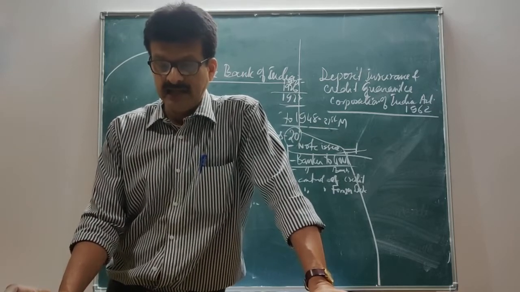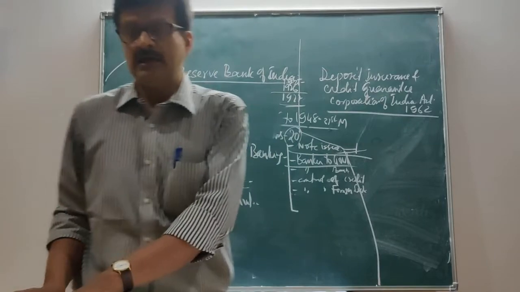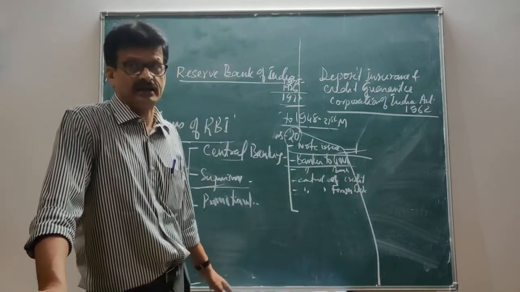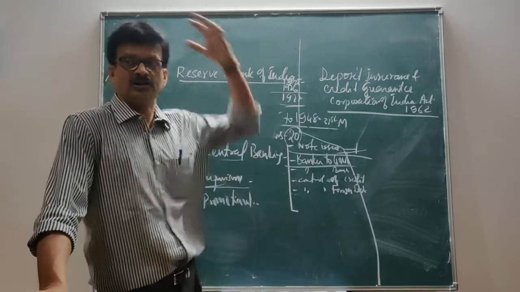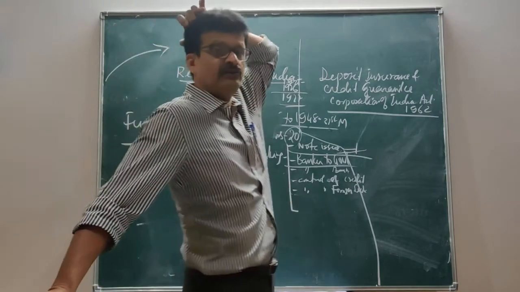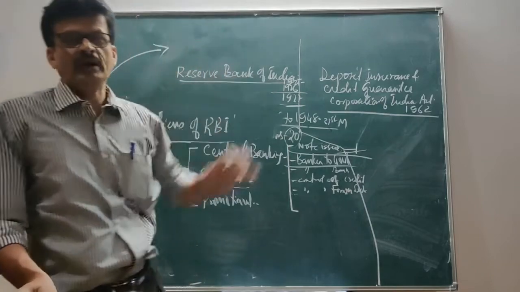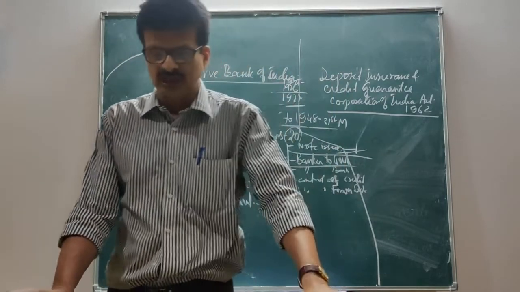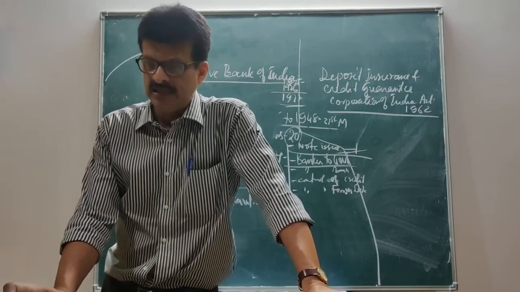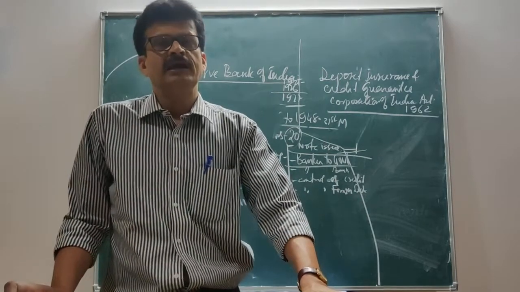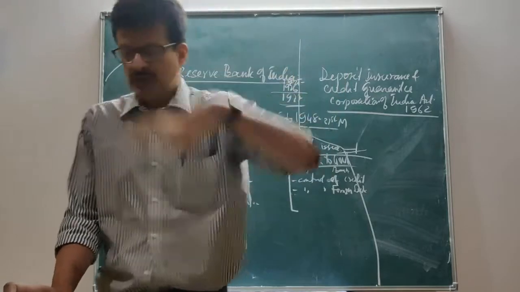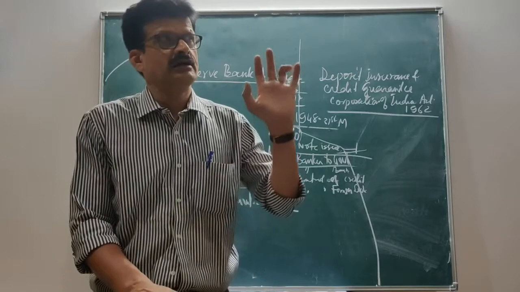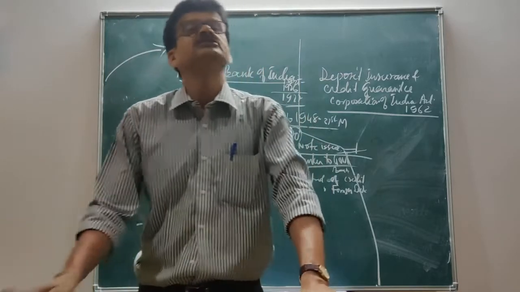Then we have got another one: the controller of credit. RBI is a controller of credit, a lender of last resort. One is quantitative credit control, another is qualitative or selective credit control. Selective credit control is exercised in several ways. One, RBI from time to time will issue directions to the banks. Two, it will also issue directions for marginal requirement.